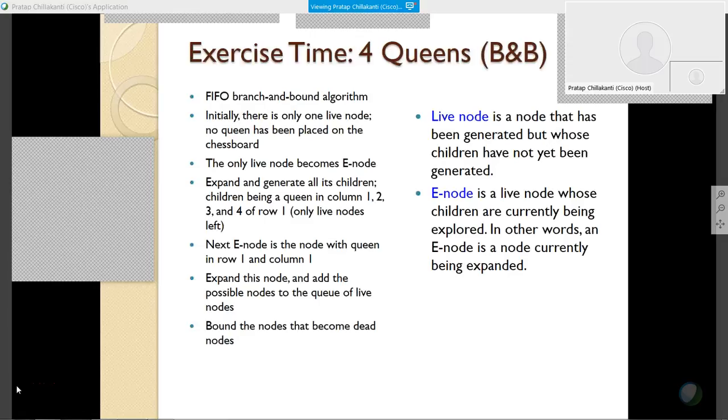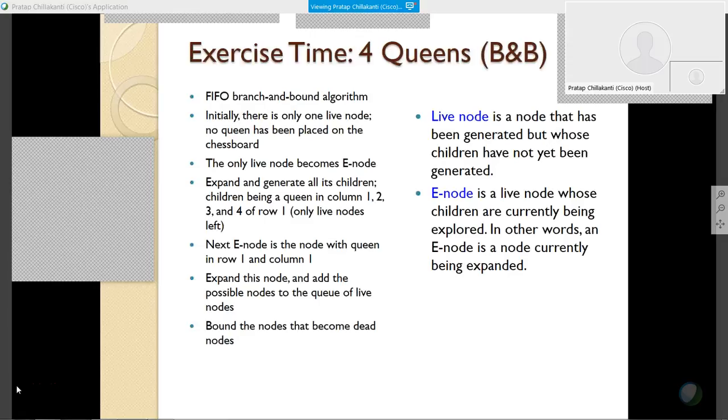Now, once you place the first queen, that live node status would change to E node. E node means the one that you're going to be exploring. See, the definition is given there. E node is a live node whose children are currently being explored. So you're expanding that. Now, when you're expanding an E node, you want to generate all of its children. The children of that first queen, wherever you put. Where do you put the first queen? Based on our algorithm, we put it in A11, the first row, first column.